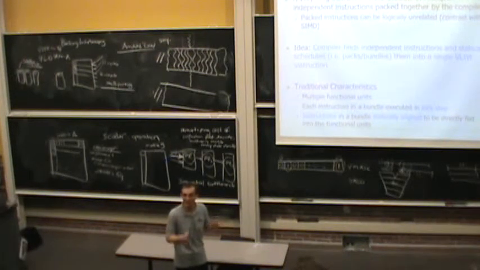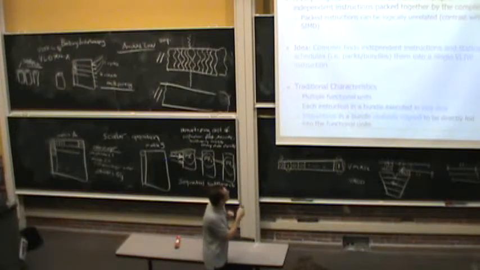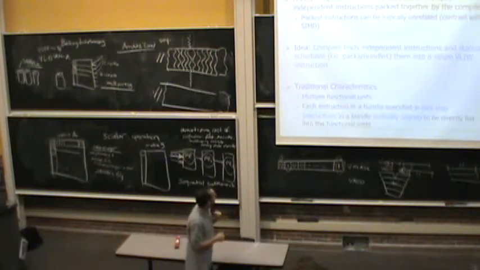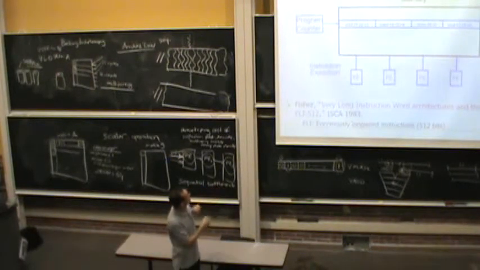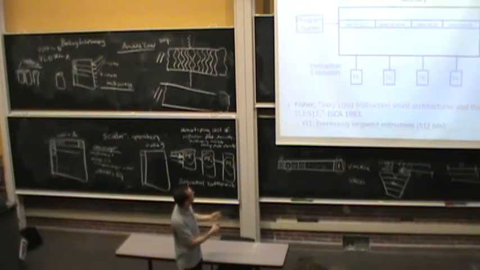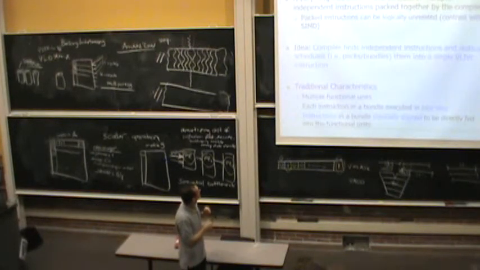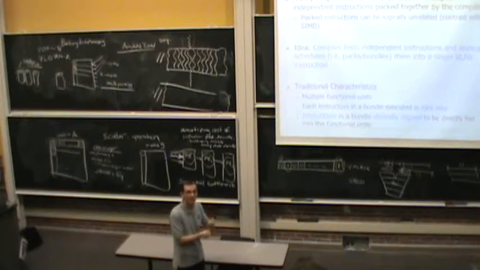Contrast this with SIMD. The idea is the compiler finds independent instructions and statically schedules or bundles them into a single VLIW instruction. And this is what we've already shown you before. You can have totally different, independent instructions packed together, but the compiler guarantees that they can be executed in parallel, and they are executed in parallel in the multiple functional units. So you have multiple functional units. Each instruction bundle is executed in lockstep.